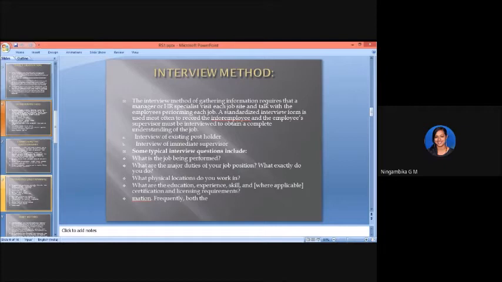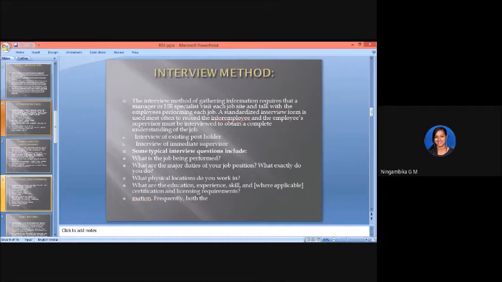Yes, so the interview method is commonly used in many organizations. A standardized interview form is used most often to record the information about the employee, and the employee's supervisor must be interviewed to obtain a complete understanding of the job. In many cases, they'll go and conduct the interview with the person who is working there. They'll cross-check it, or they'll go and meet the supervisor, because the supervisor gives the detailed information on what exactly the work performed by an employee is. So they'll go and cross-check with them.